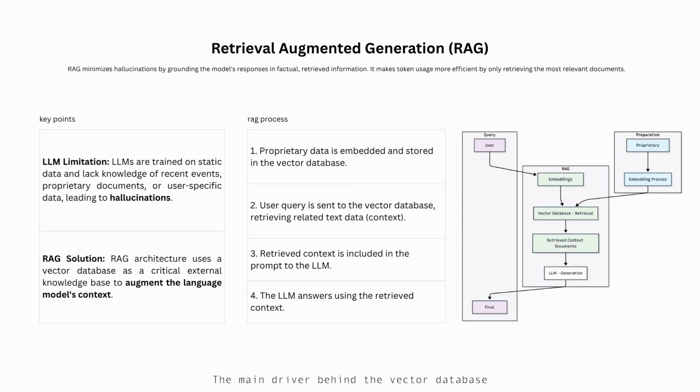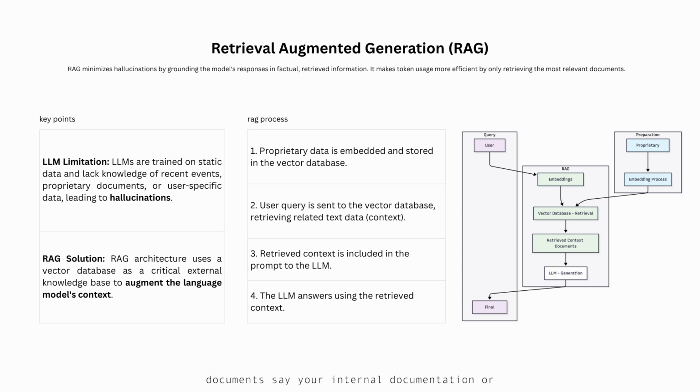The main driver behind the vector database explosion is retrieval augmented generation, or RAG. Large language models, while powerful, have two major limitations. First, they can hallucinate, generating inaccurate information. And second, their training data is static, meaning they lack knowledge of recent events or your private proprietary documents. RAG solves this by using a vector database as the LLM's long-term memory. This process is highly effective.